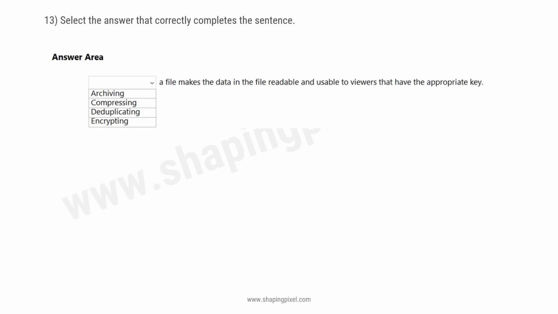Question number 13. Select the answer that correctly completes the sentence. Dash a file makes the data in the file readable and usable to viewers that have the appropriate key. And you have four options: archiving, compressing, deduplicating, encrypting. So the right answer is encrypting.